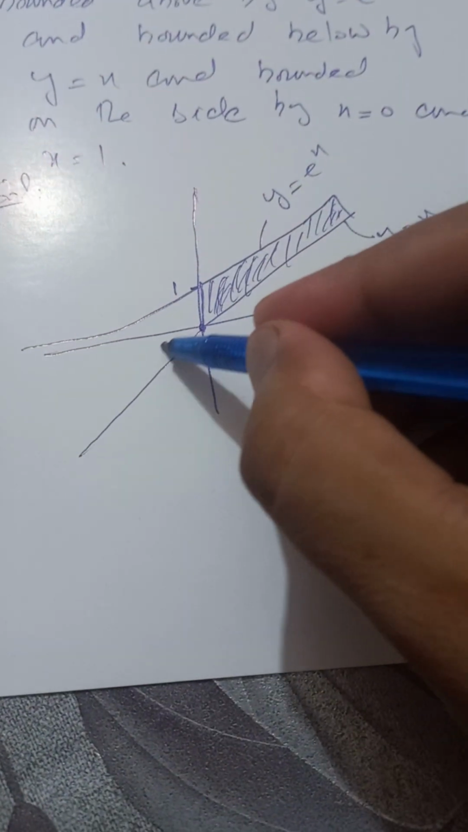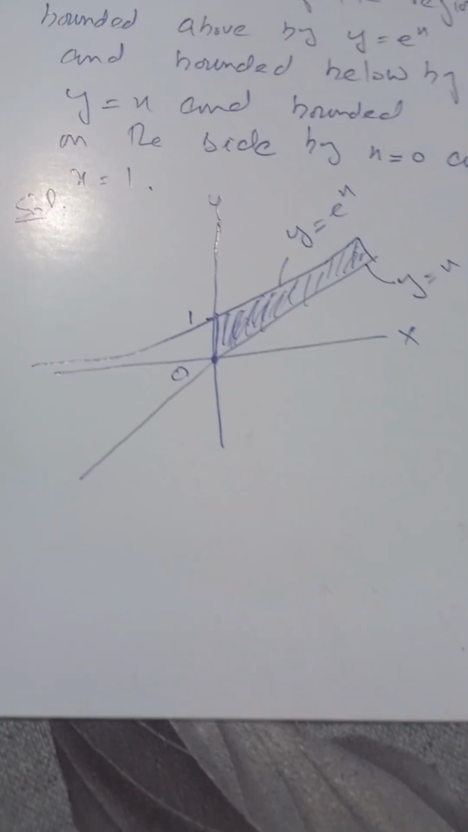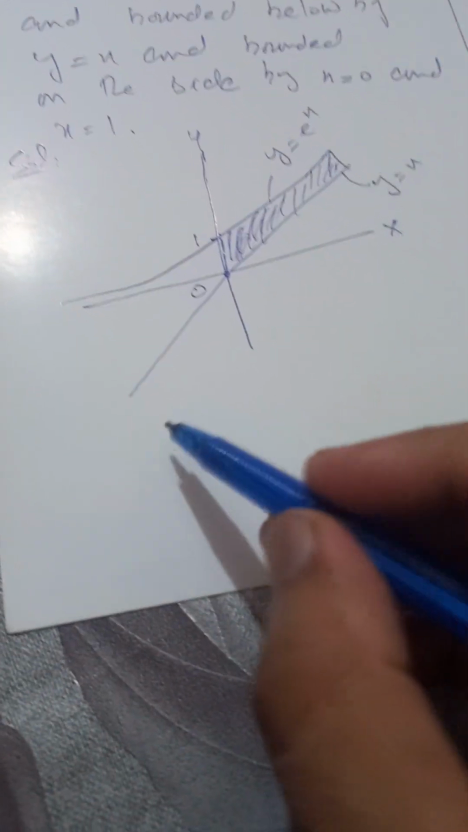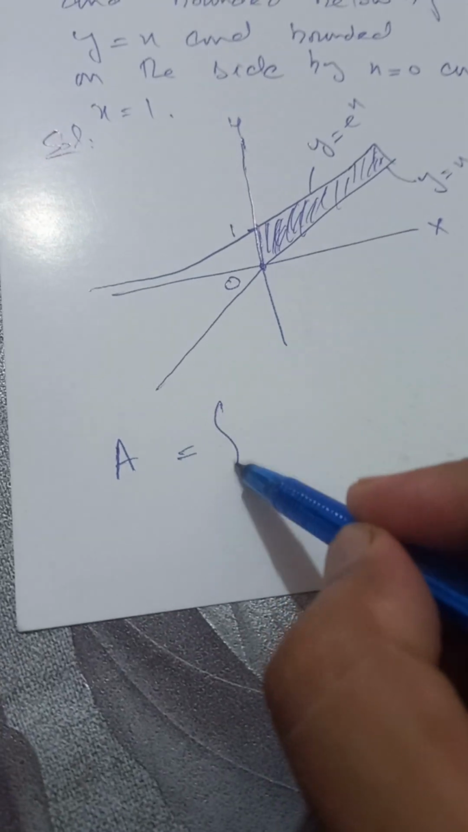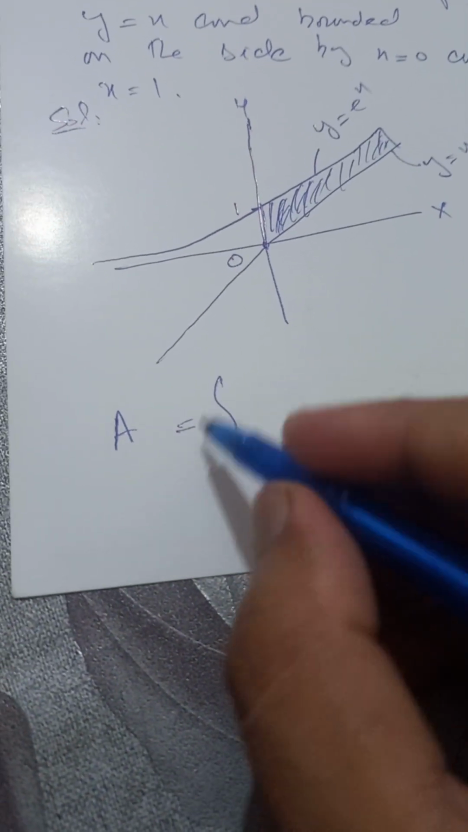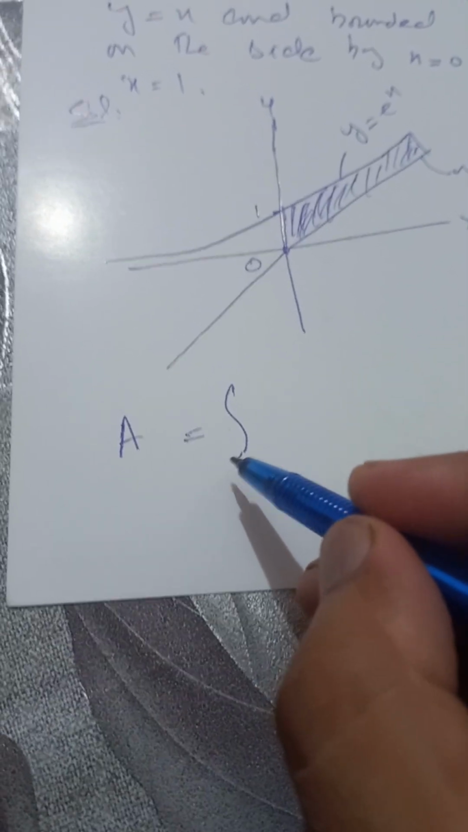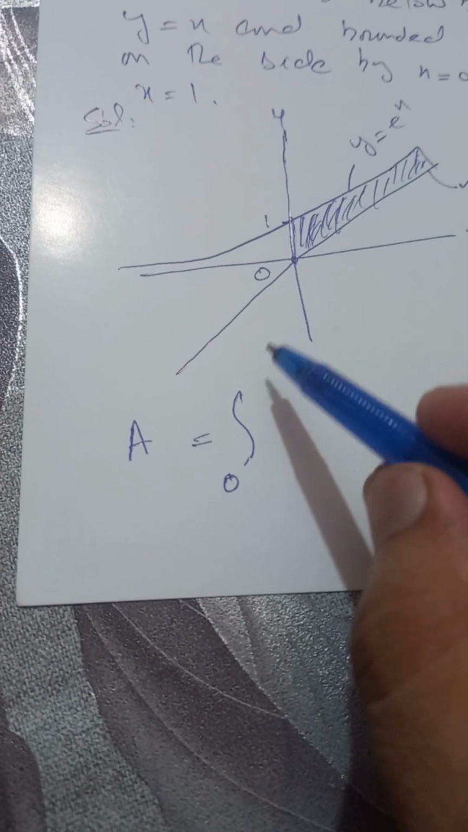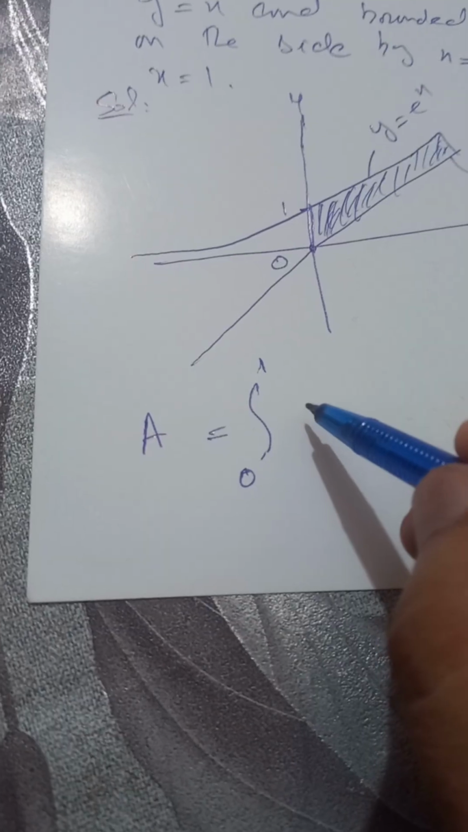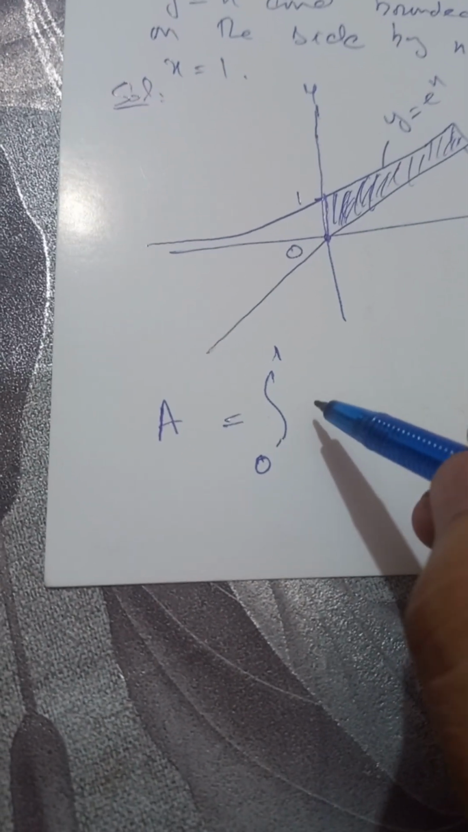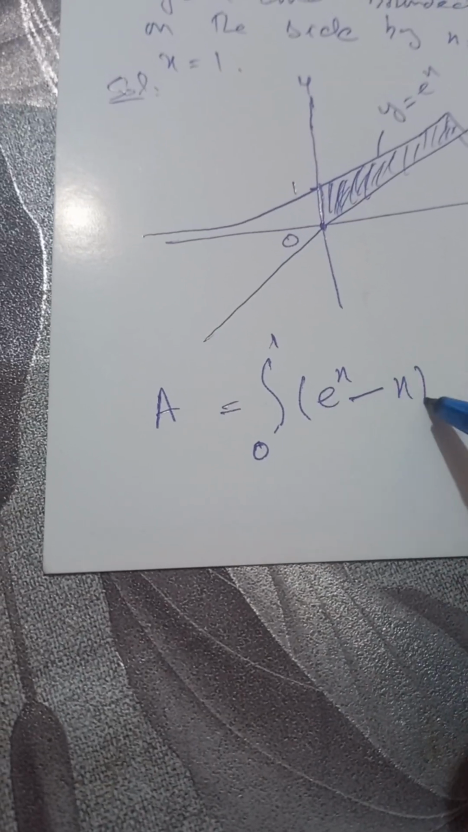This is the origin, the x-axis and this is the y-axis. And now we have a formula for the area of the curve: the definite integral, where the lower limit is x is equal to 0 and the upper limit is x is equal to 1, of f of x. The f of x function is y is equal to e raised to power x minus y is equal to x, dx.